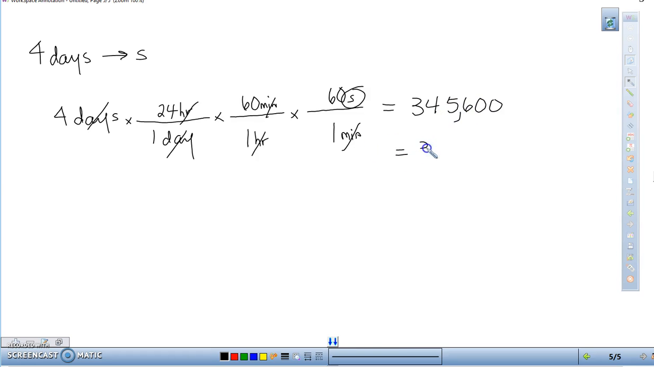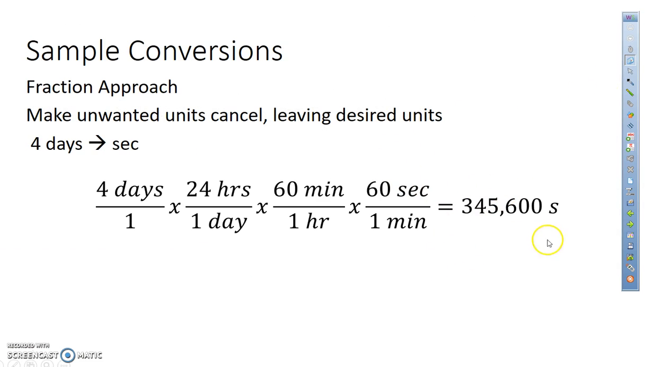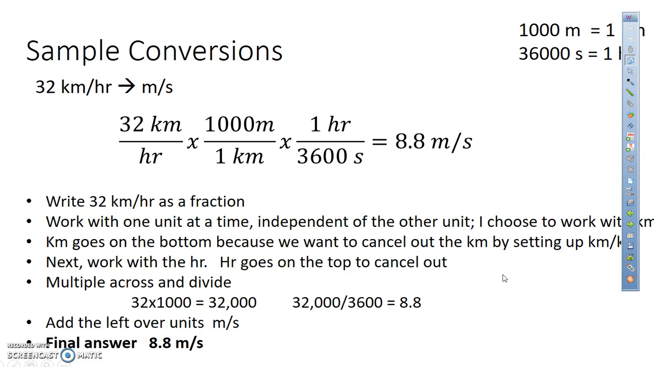I could write this in scientific notation if I want to. Let's round. So let's make this a 6 instead. Sorry for the handwriting. 1, 2, 3, 4, 5 seconds. 3.46. That's a 6. There we go. Sorry for the sloppiness. Times 10 to the 5 seconds, like that. So I'm doing the same kind of approach. And you can see that's the number I got here.